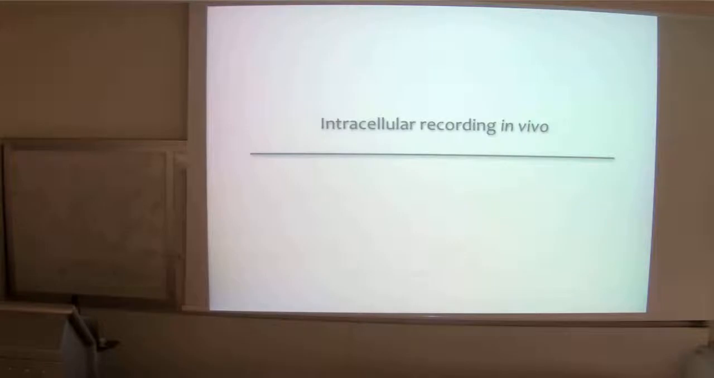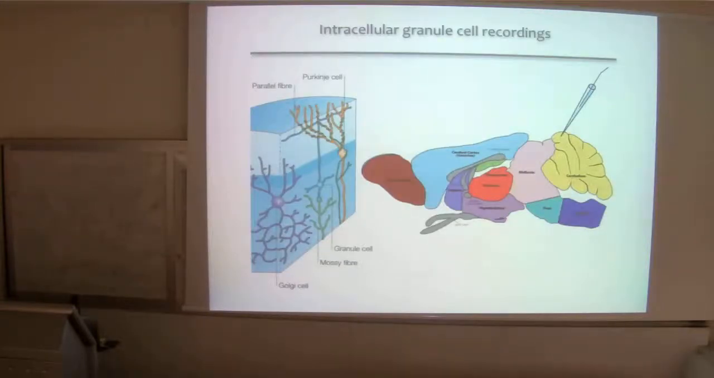So we want to use patch clamp electrophysiology. All the data I'm going to show you today is from an area called Crus 2, which is out in the cerebellar hemisphere. But by basically just using normal patch electrodes, we start by doing a craniotomy.